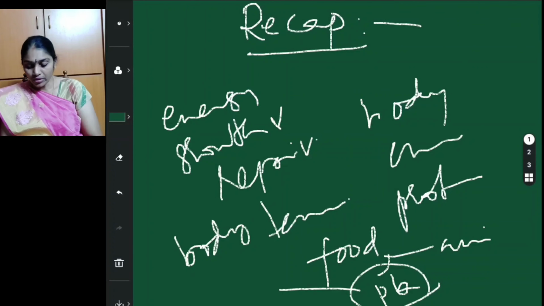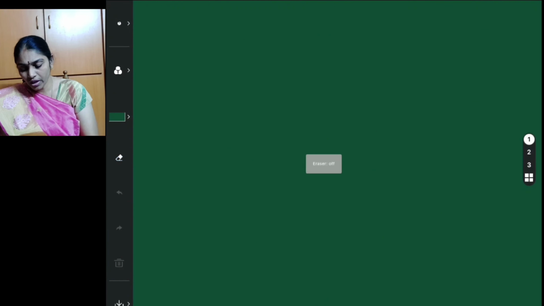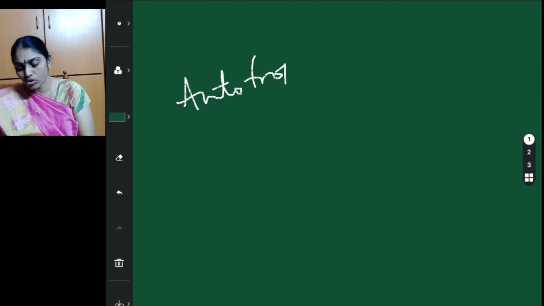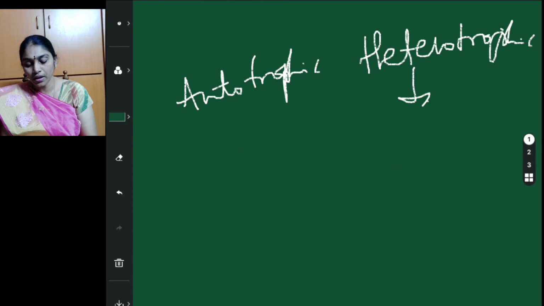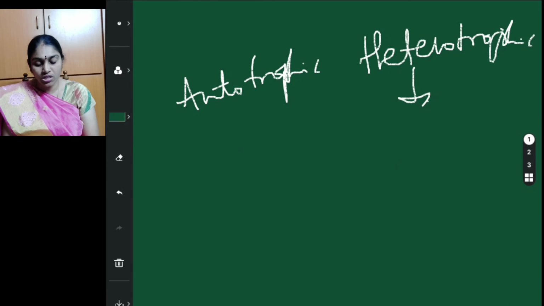Next, modes of nutrition we have learnt. We have different types of nutrition. Mainly we can classify them into autotrophic nutrition and heterotrophic nutrition. Heterotrophs are nothing but the organisms which depend on other organisms for their food requirements. They are called heterotrophs, and that type of nutrition is known as heterotrophic nutrition. Here all the animals, like an ant, elephant, even a human, are heterotrophs.